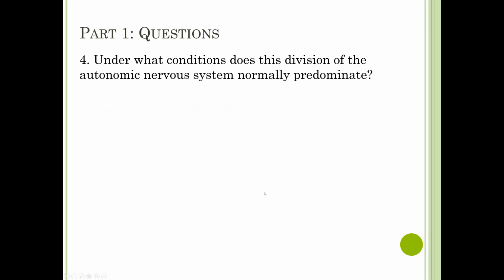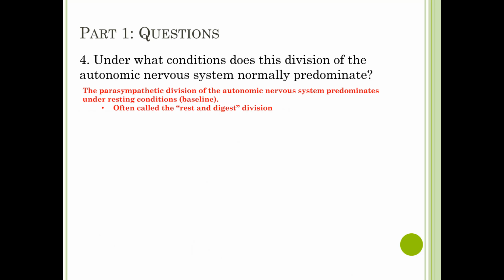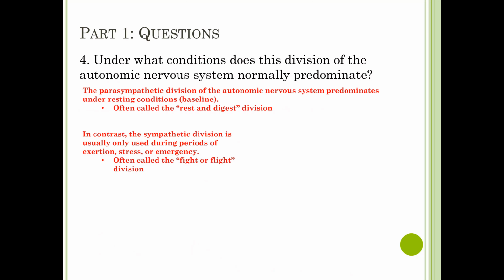So number 4, under what conditions does this division of the autonomic nervous system normally predominate? So remember, on the previous question, we determined that it was the parasympathetic division that is going to be the most affected by this type of insecticide. And the parasympathetic division of the autonomic nervous system predominates under resting or baseline conditions. This system is often called the rest and digest division. In contrast, the sympathetic division is usually only active during periods of exertion, stress, or emergency, and it's often called the fight or flight division.